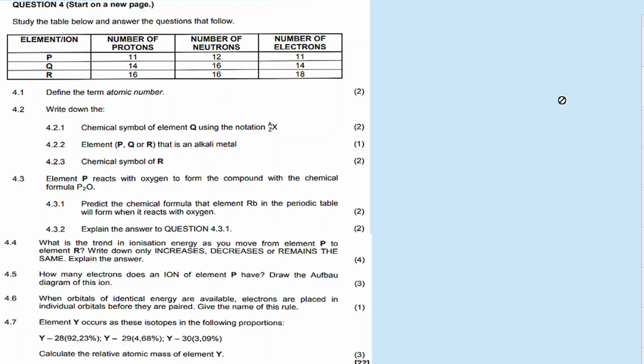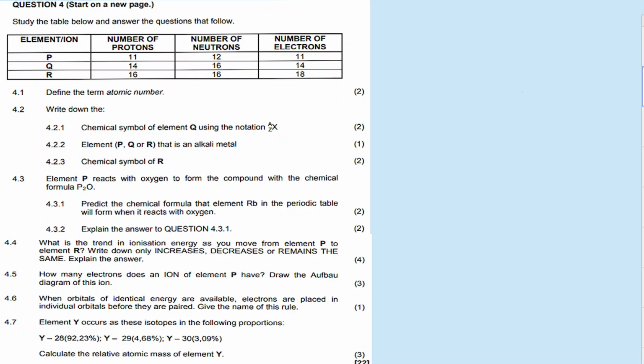November 2018. So this Question 4: study the table below and answer the questions that follow. Elements P, Q, R are given with the number of protons, neutrons, as well as electrons, right?